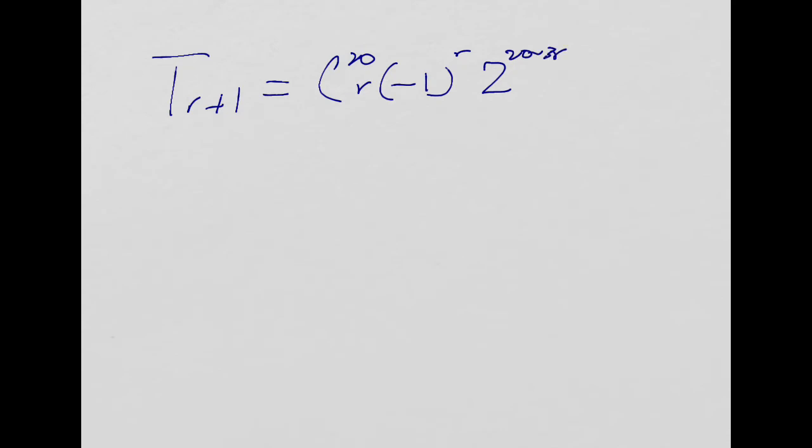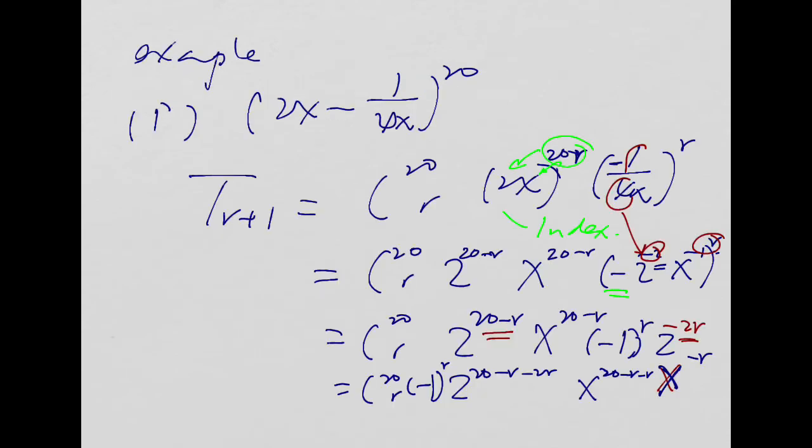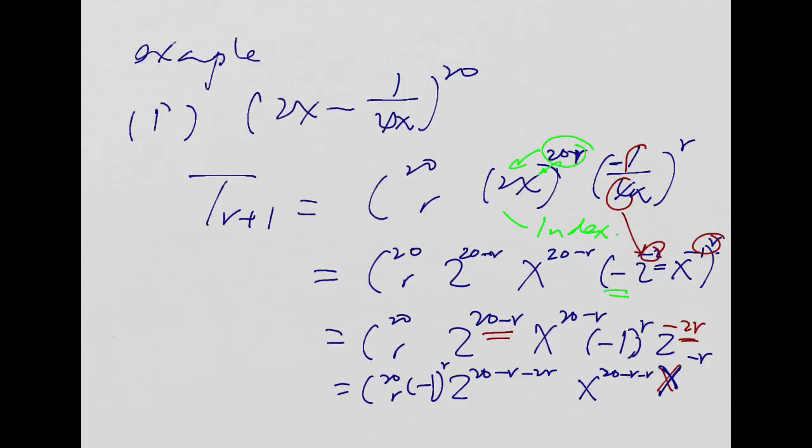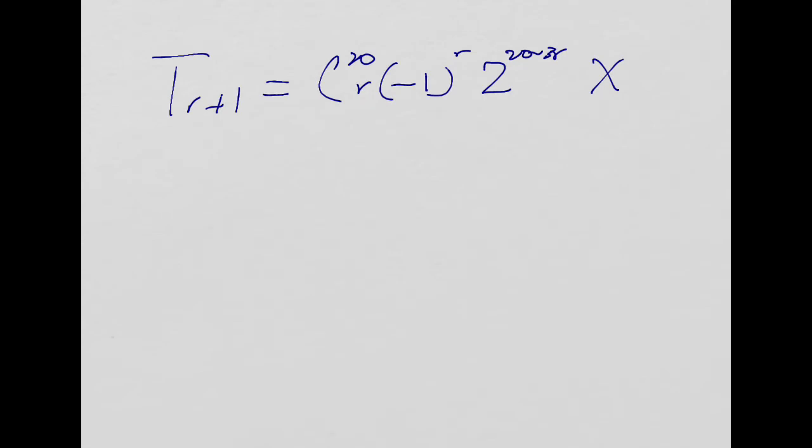So it's 30 minus 3R, X, okay, 20 minus R, 20 minus 2R, okay, so you've got this thing. So you've got the 3R term, R here, R here, R here, R here also, alright, so now what do you need to do?